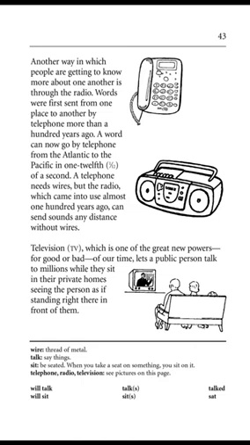Page 43. Another way in which people are getting to know more about one another is through the radio. Words were first sent from one place to another by telephone more than 100 years ago. A word can now go by telephone from the Atlantic to the Pacific in 1/12 of a second. A telephone needs wires, but the radio, which came into use almost 100 years ago, can send sounds any distance without wires. Television, TV, which is one of the great new powers, for good or bad, of our time, lets a public person talk to millions while they sit in their private home seeing the person as if standing right there in front of them.